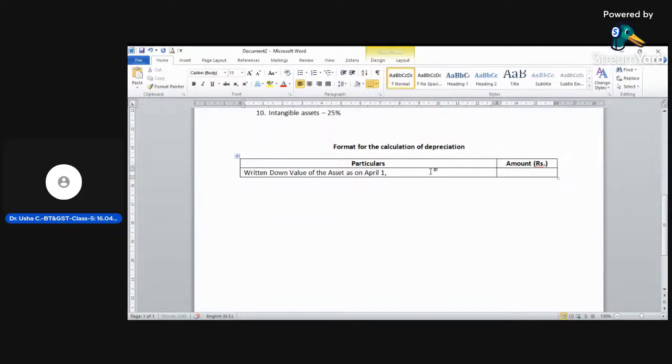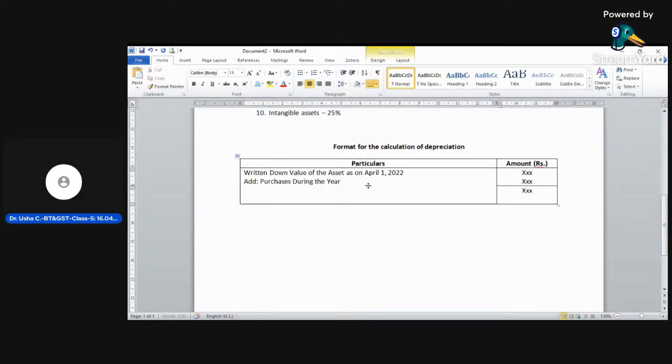It starts from 1st April 2022. WDV, or written down value, as on 1st April 2022. For this, you need to add any purchases during the year. Any purchases during the year will be added. Whatever balance you get, for that you need to deduct, that is, less sales during the year.